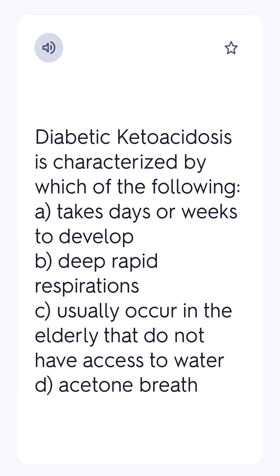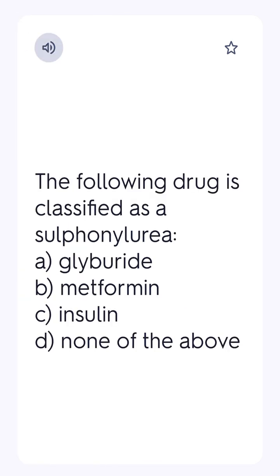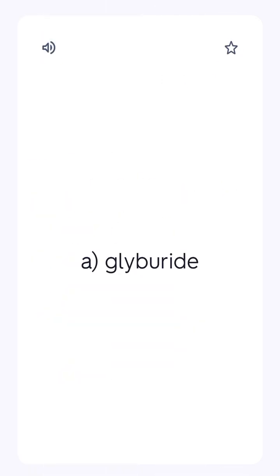Diabetic ketoacidosis is characterized by which of the following? A, it takes days or weeks to develop; B, deep rapid respirations; C, usually occurs in the elderly that do not have access to water; D, acetone breath. B, deep rapid respirations; D, acetone breath. The following drug is classified as a sulfonylurea: A, glyburide; B, metformin; C, insulin; D, none of the above. A, glyburide.